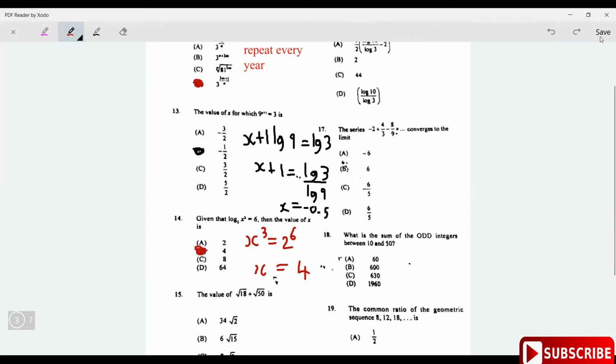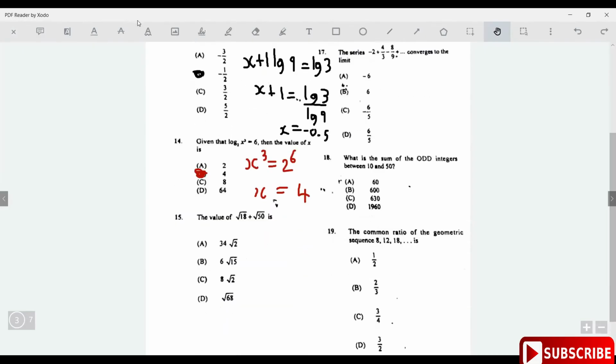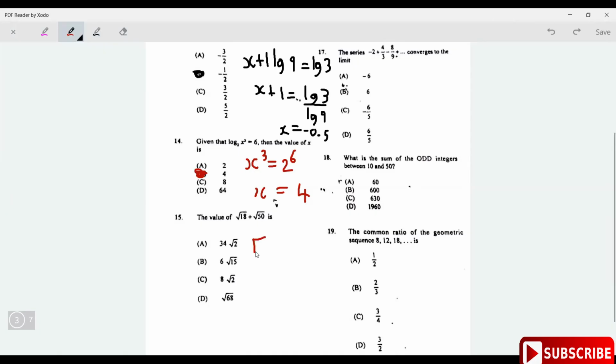All right, the next one says, what is the value of the square root of 18 plus the square root of 50? Now we need to simplify this. The square root of 18 can be broken up as the square root of 9 times the square root of 2. And the square root of 50 can be broken up as the square root of 25 times the square root of 2.